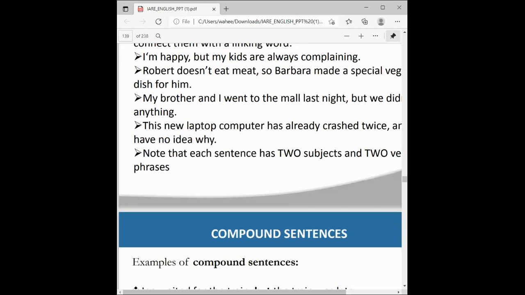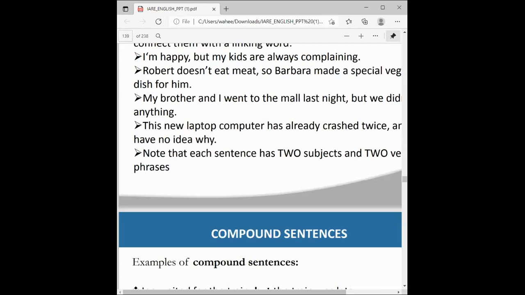I went to the mall last night. What did we do in the complex sentence? First one: my brother and I went to the mall last night was a simple sentence. Now the complex sentence: after getting home from work, my brother and I went to the mall last night. You are making some more clarity in the complex sentence. This new laptop, which I bought yesterday, has already crashed twice.